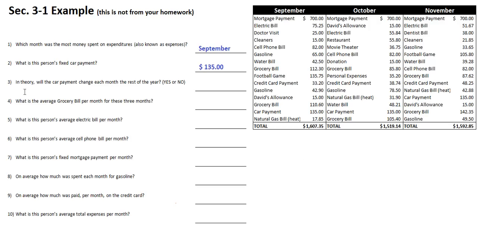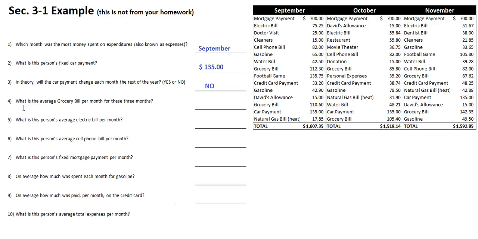Number 3, in theory, will the car payment change each month the rest of the year? Well, if you've been paying attention to this video, you would know the answer is no. It's always going to stay the same. It's never going to change, until you pay it off.